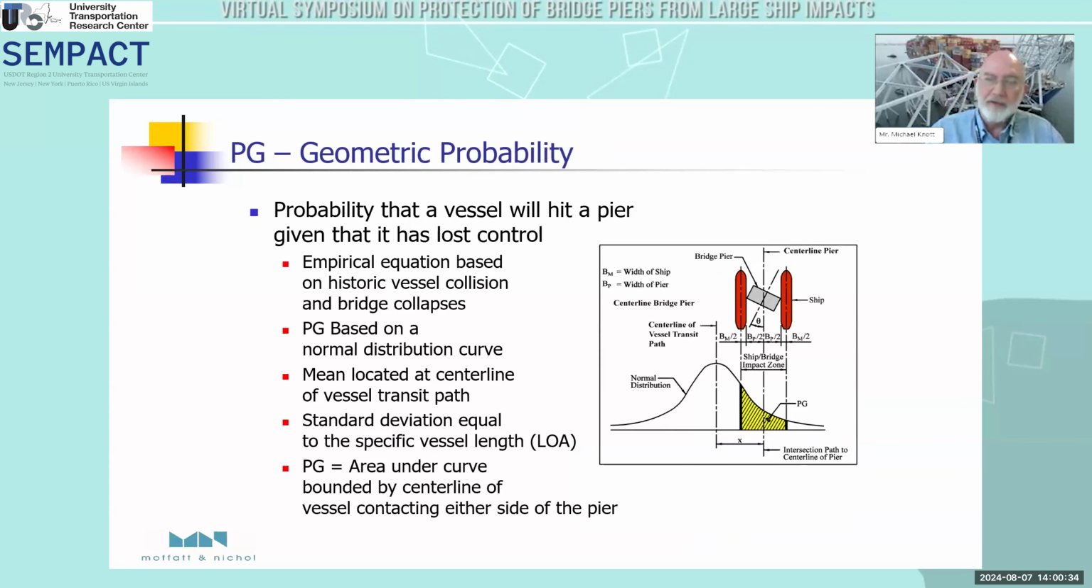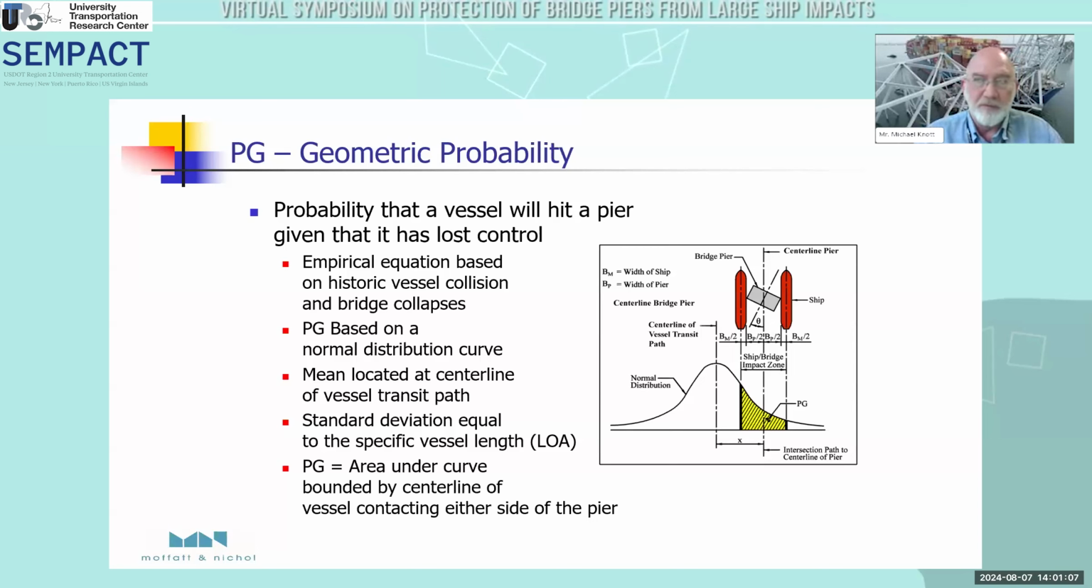Geometric probability is, if the vessel is out of control, where might it hit? This is also an empirical equation based upon real-world accident rates. To say again, the center of this normal distribution is not the center line of the channel, it's the center line of the vessel transit path. So if there's two-way traffic, this is moved to the right side of the channel for inbound traffic and the opposite side for outbound traffic.